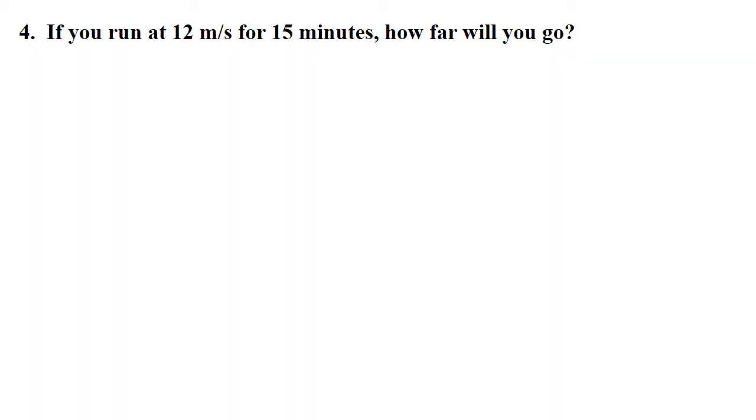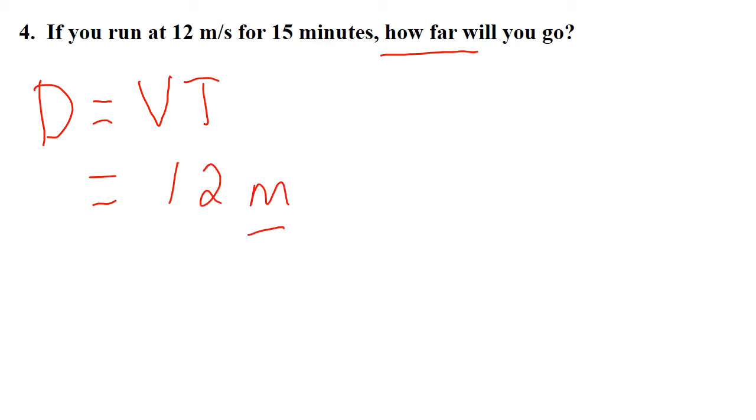So in this problem, it states that if you run 12 meters per second for 15 minutes, how far will you go? So what we're really looking for here is distance. How far is an indication of distance? We have distance is equal to speed or velocity times time. So here we have the velocity of 12 meters per second times a time of 15 minutes.